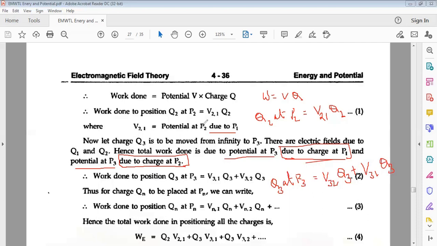Okay. V21 is the potential at P2 due to P1, V31 is the potential at P3 due to P1, and V32 is the potential at P3 due to P2.